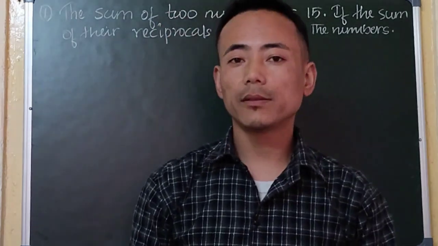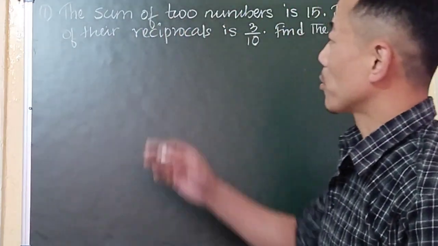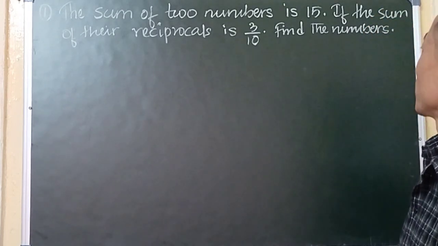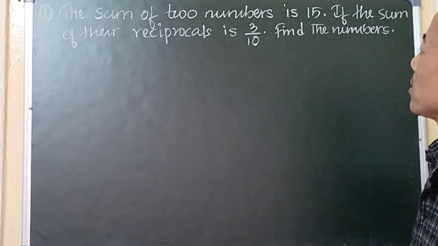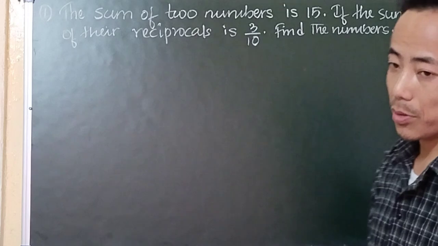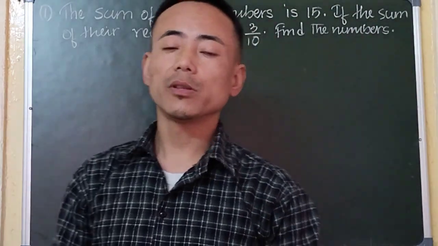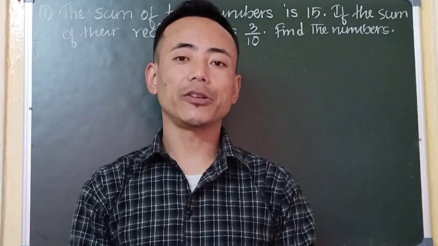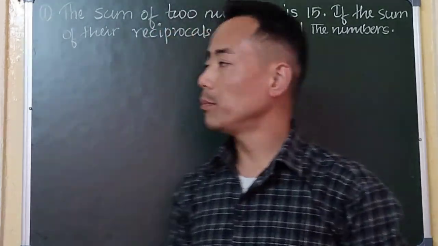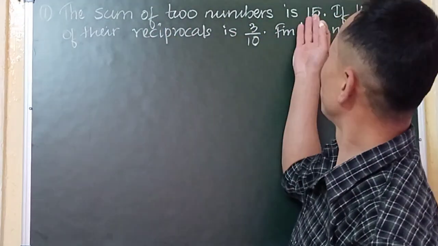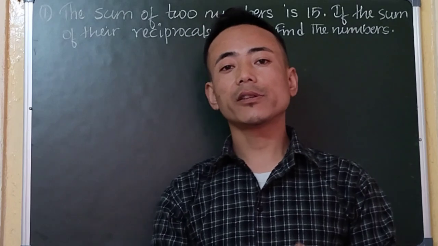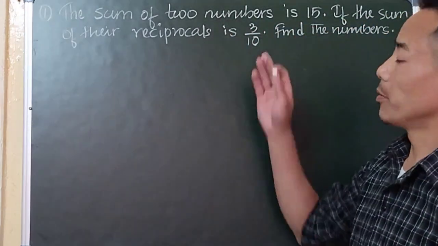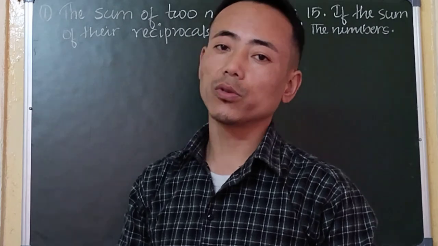Okay, so let's discuss this first question. The question says the sum of two numbers is 15. If the sum of their reciprocals is 3 by 10, find the numbers. So here we are given two numbers, we don't know the numbers. But when you take the sum, it means addition. When you add these numbers, the sum will be 15. And if you take the sum of the reciprocals of the numbers, it will become 3 upon 10. So you have to find those numbers.